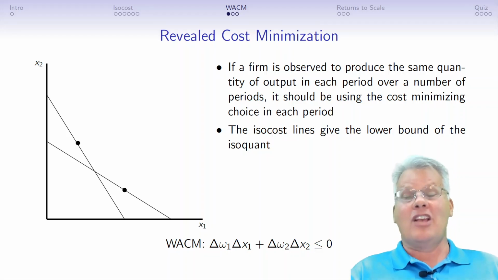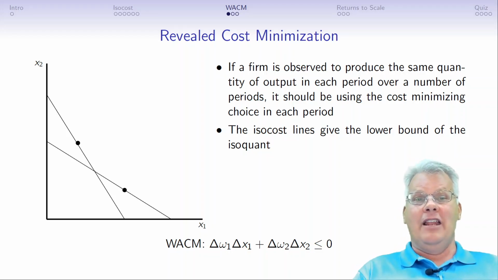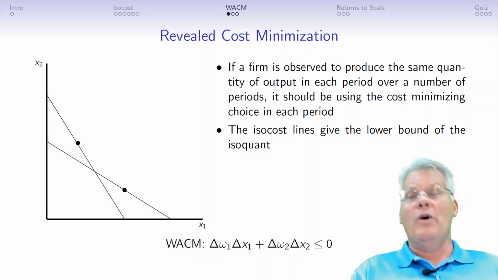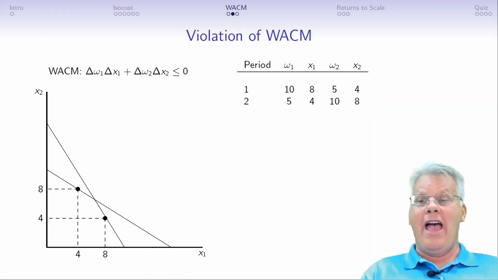That's the mathematical representation of WACM. And I'll explain in a couple more slides what that means at an intuitive level. Here's an example of a violation of WACM.